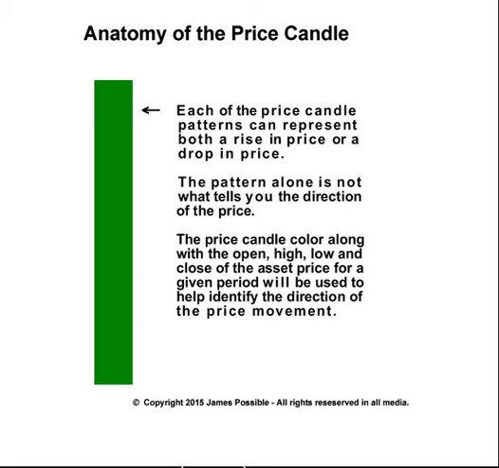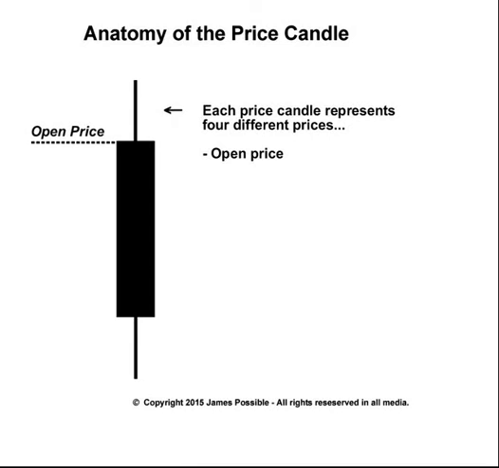The pattern alone is not what tells you the direction of a price. The price candle color, along with the open, high, low, and close of the asset price for a given period, will be used to help you visually identify the direction of the price movement. So those four elements I mentioned. First, you have the open price, which can be on the top of the candle body, or it can be at the bottom of the candle body.